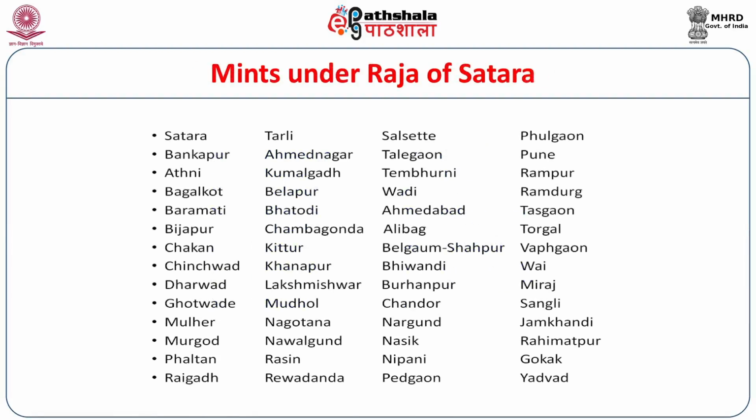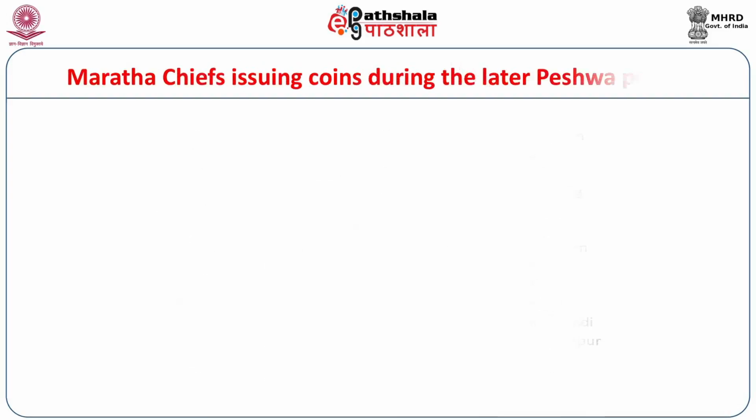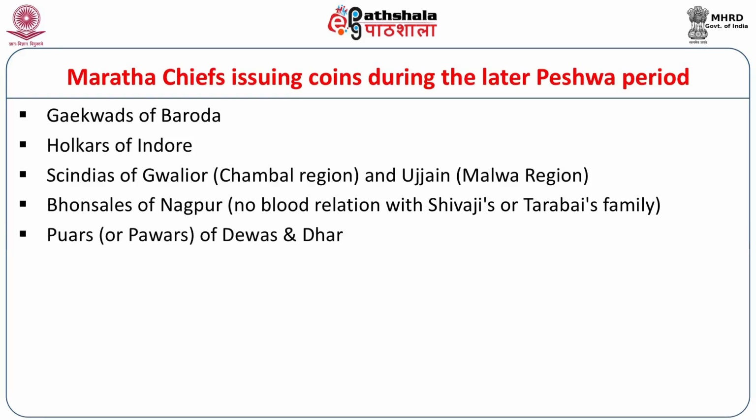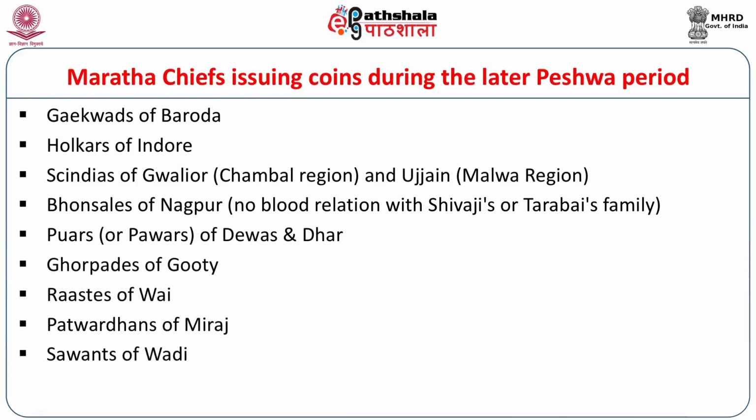The mints of the Rajas of Satara are numerous and too vast to mention, but they are spread right across western Maharashtra, right up till Gujarat and parts of central India and North India, since the Rajas of Satara under the Peshwas grew much more than the Rajas of Kolhapur. We also find in the later Peshwa period various other powers like the Gaikwads of Baroda, Holkars of Indore, Scindias of Gwalior, Bhoslas of Nagpur, Pawars of Dewas and Dhar, Ghorpades of Guti, Rastes of Vai, Patwardhans of Miraj and Sawants of Wadi, issuing their own coins with peculiar mint marks.